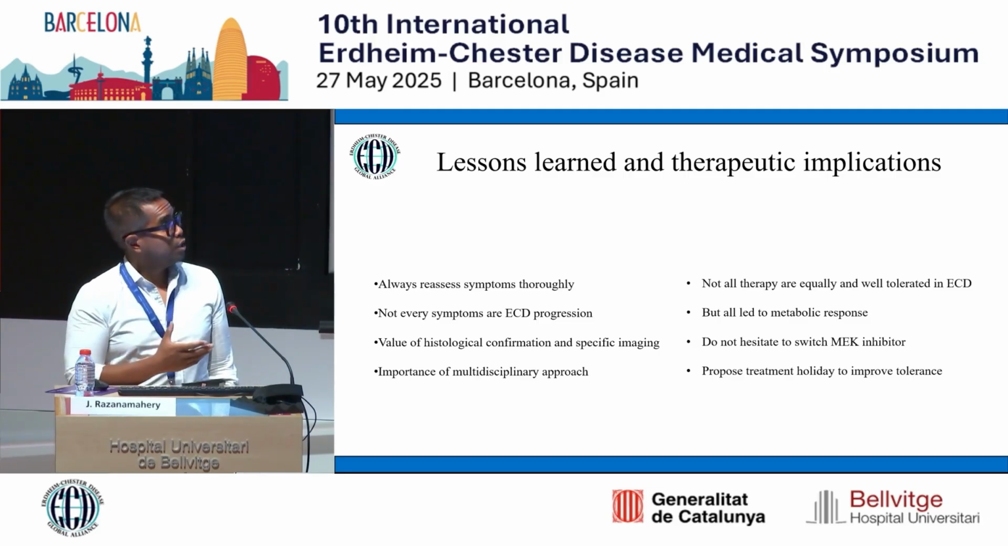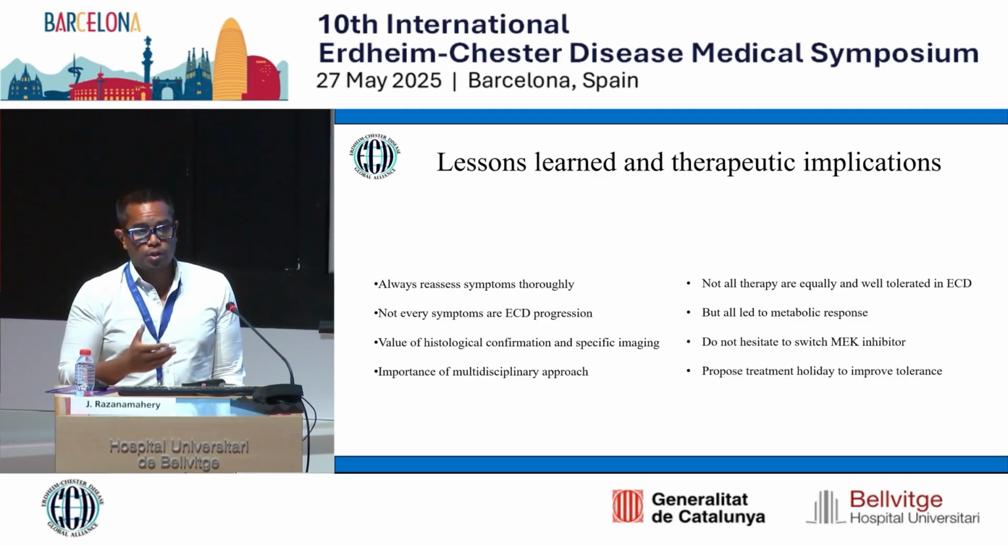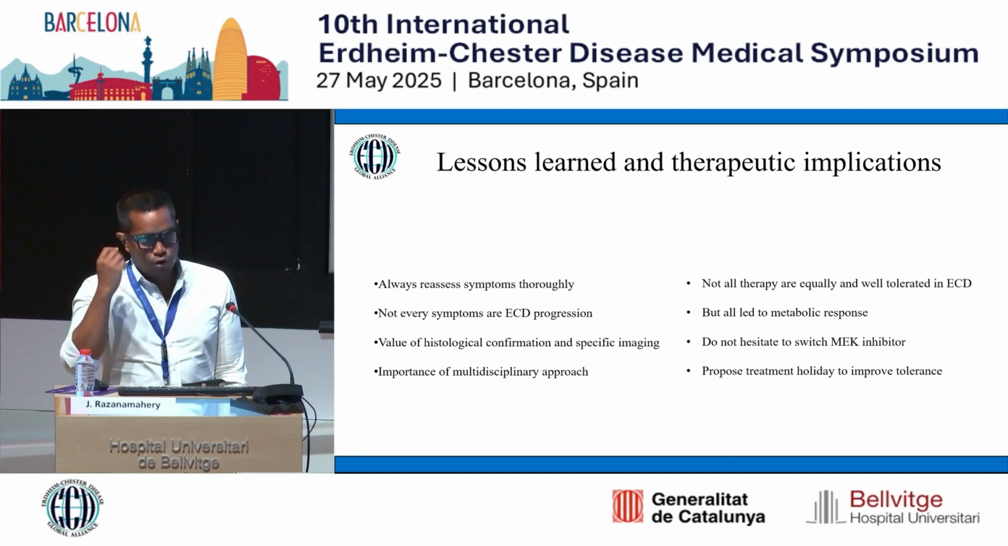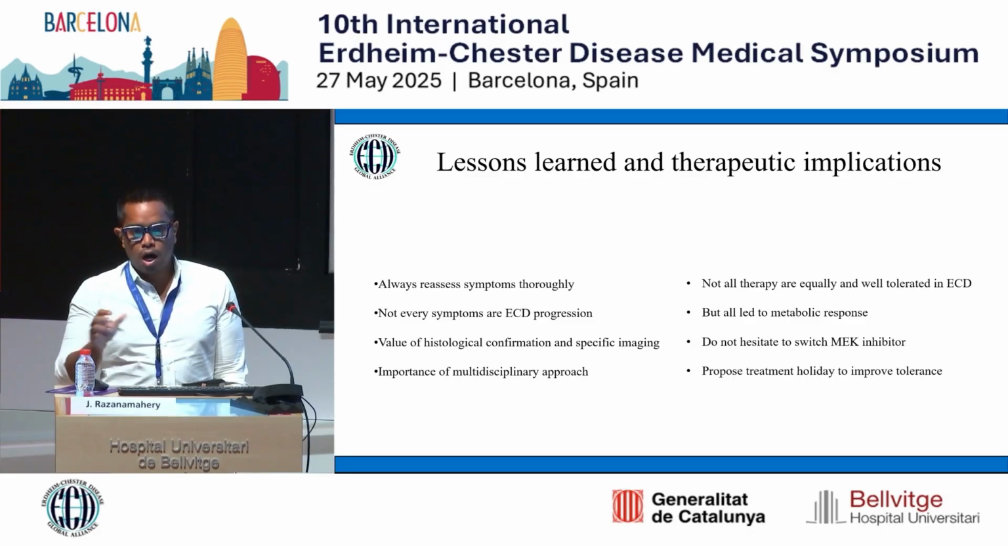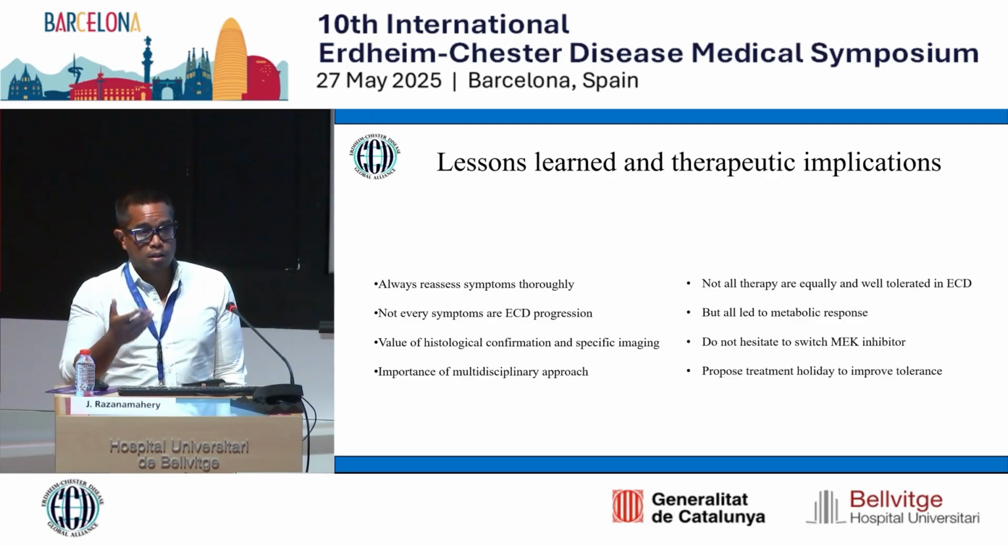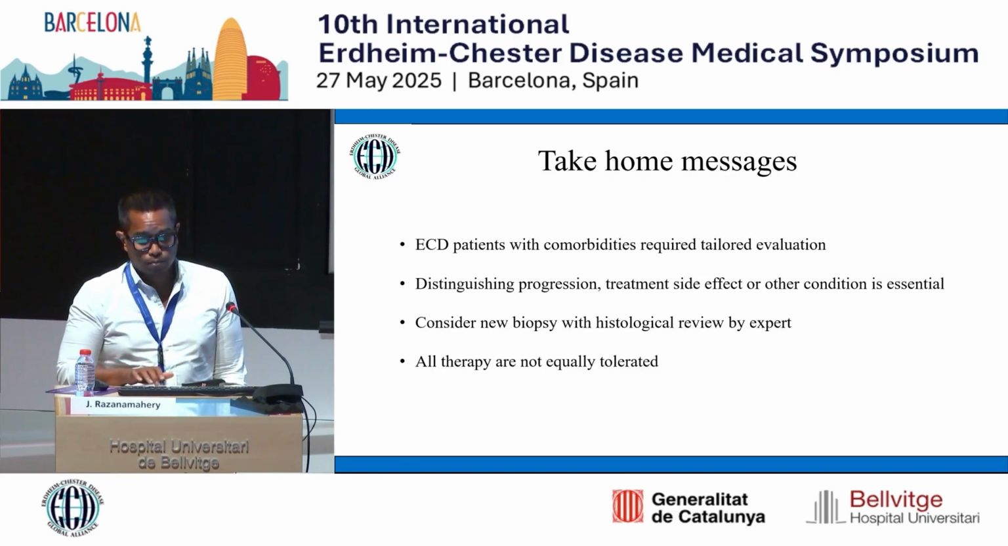And we see with that case that all the treatments that the patient received led to metabolic response, but it was not well tolerated. In that case, it was the first time I did it in my experience, but maybe the switch between MEK inhibitors can improve the tolerance, and maybe the brain penetration of the different MEK inhibitors is not equal for a patient. So maybe we can switch the MEK inhibitor, and for the tolerance, maybe as has been shown today, we can propose a treatment holiday to improve tolerance.